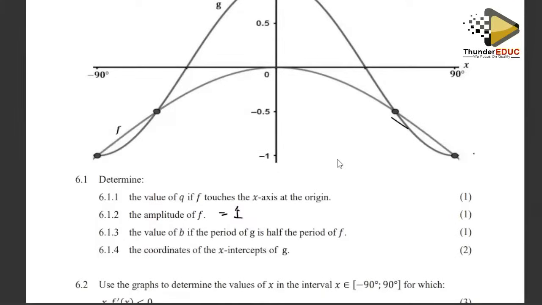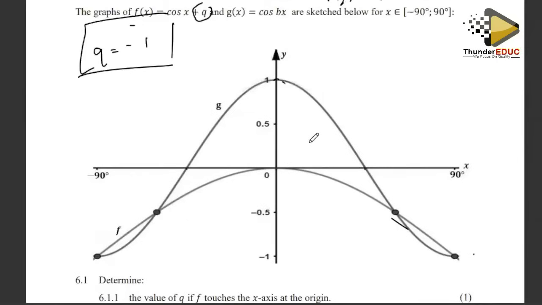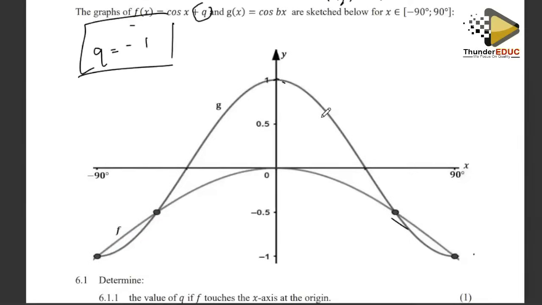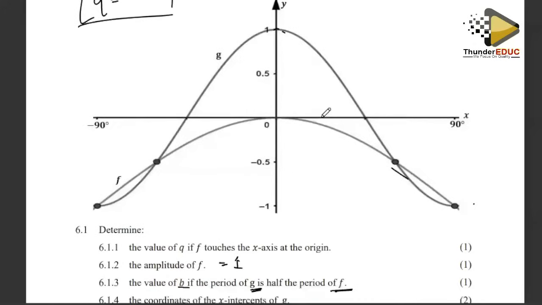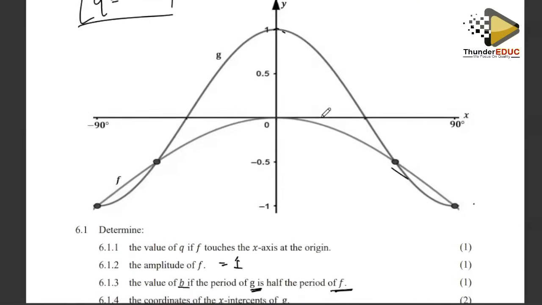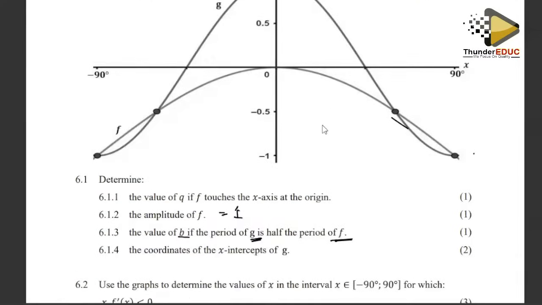Then the value of b, if the period of g is half the period of f. So what is the period of g? The period of f is 360. If that's 360, then g's is going to be 180, which means b is 2. So it's like 360 divided by 180, it's going to be 2.